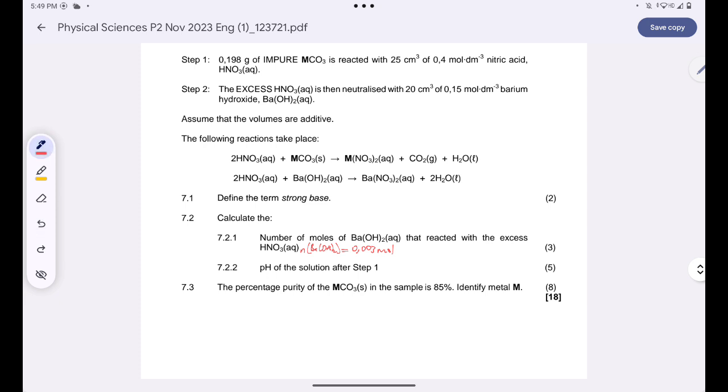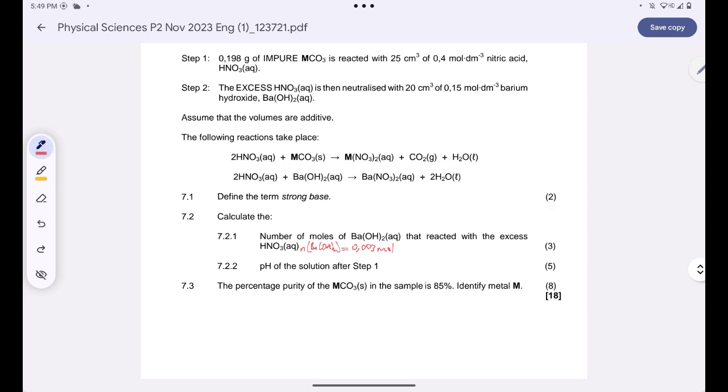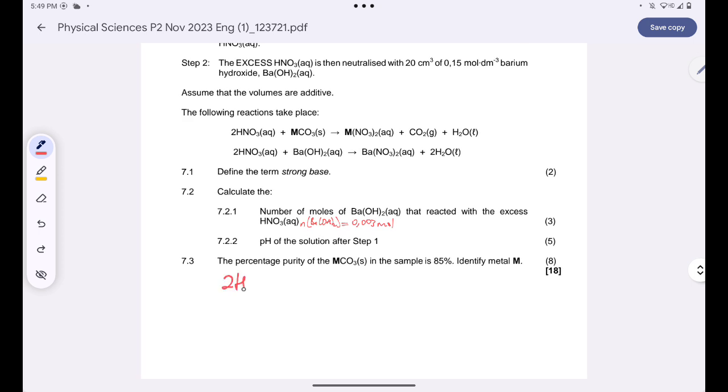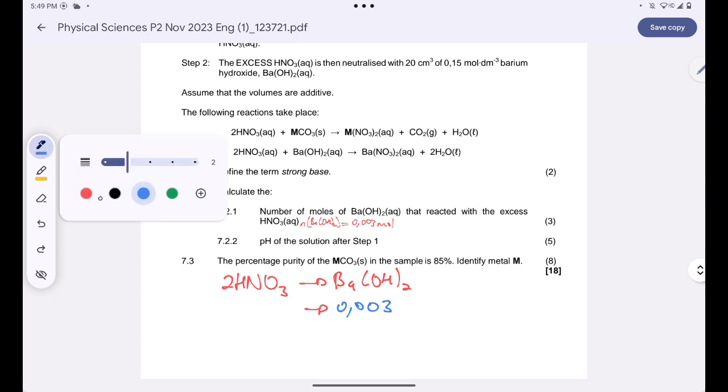So I can simply say that for me to completely neutralize my acid, I need 2 moles of nitric acid to react with 1 mole of barium hydroxide. Are you together? But right now I do not have 1 mole of barium hydroxide. Right now I have 0.003 moles of barium hydroxide. I want to know how many moles of my nitric acid I will need.